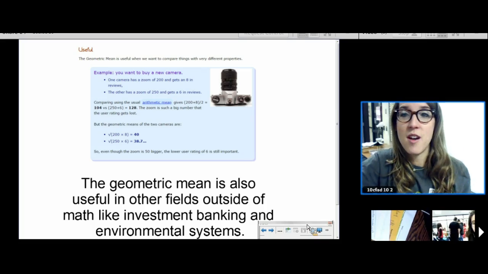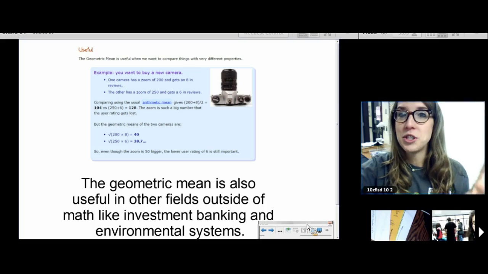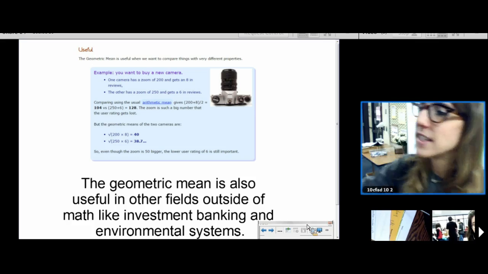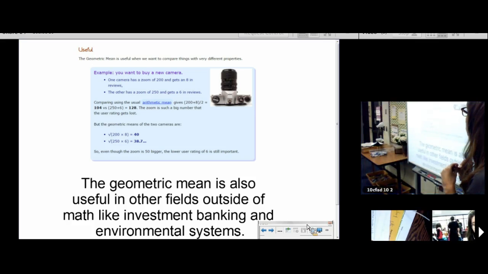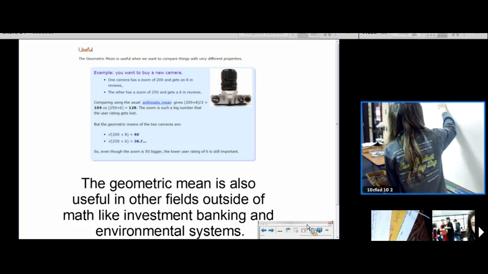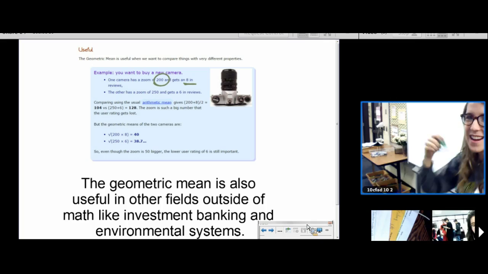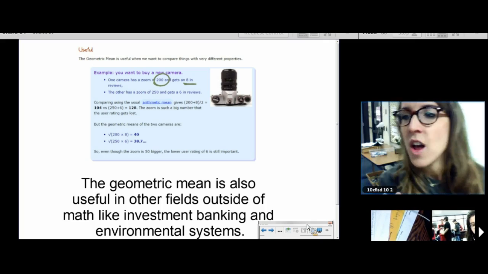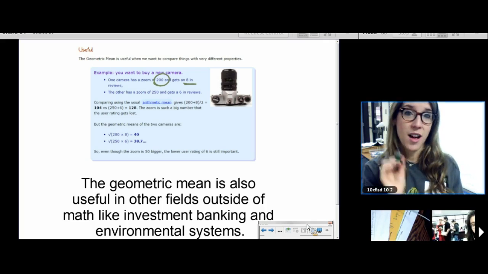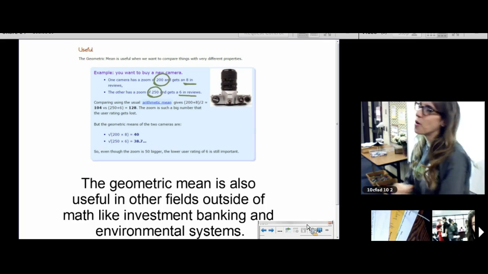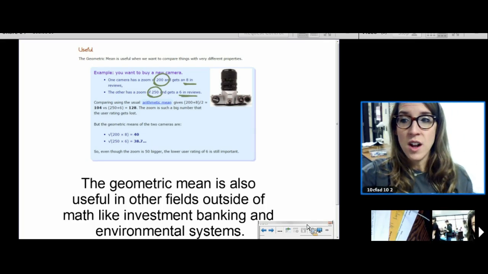But I wanted you to know that other people in the real world use geometric mean for something totally unrelated to triangles at all. So I wanted to give an example because I thought this was a good application. You want to buy a new camera, okay? One camera has a zoom of 200 and you read the ratings online and it gets an 8 in ratings, so people like it. But then you're looking at a nicer, better camera. It has a zoom of 250, but it only got 6 stars in the reviews. So which camera is the better one to buy?